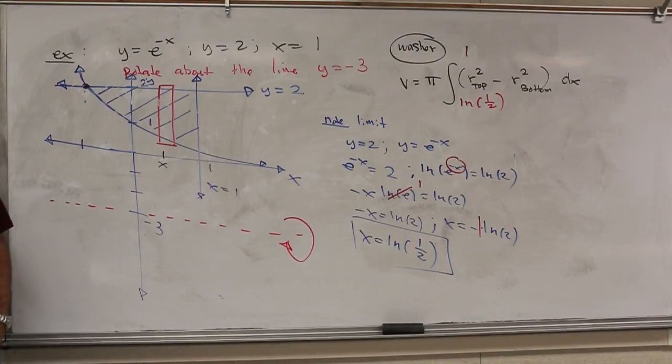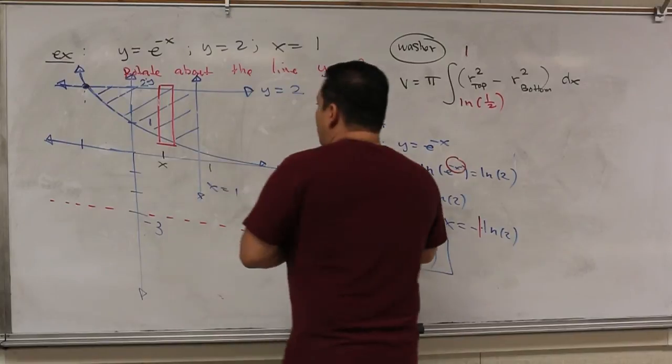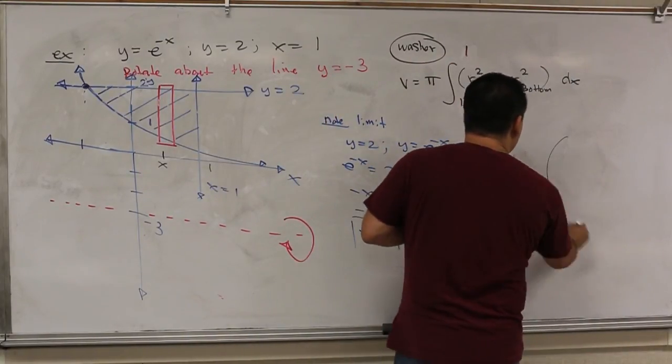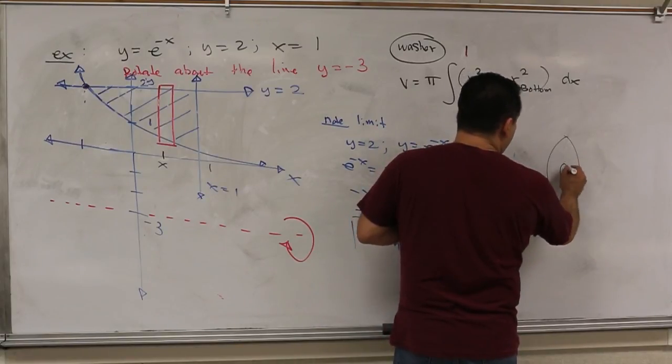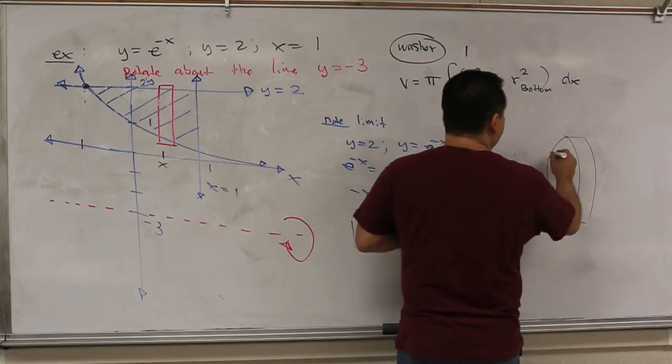How about this? Let's actually think about this, okay? This is the key. This is only finding that limit, but you said we have now a washer. So what does a washer look like? It kind of looks like this.